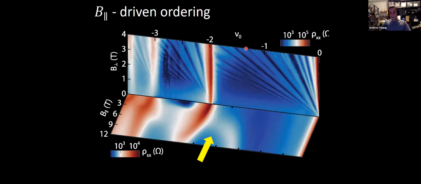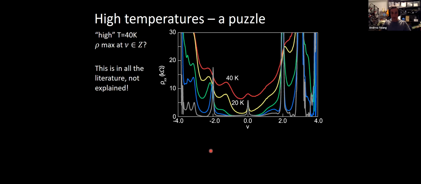Here you have no flavor. This is as a function of perpendicular field again. Here are the quantum oscillations, no flavor symmetry breaking, but then as a function of large enough magnetic fields, let's say above 5 or 6 Tesla, you get a new flavor symmetry broken phase. Okay, so then you have this high temperature puzzle, right?